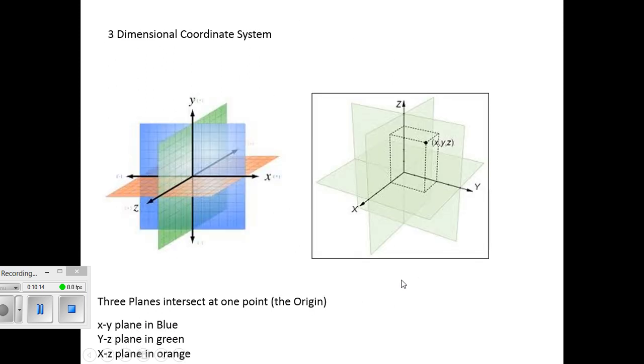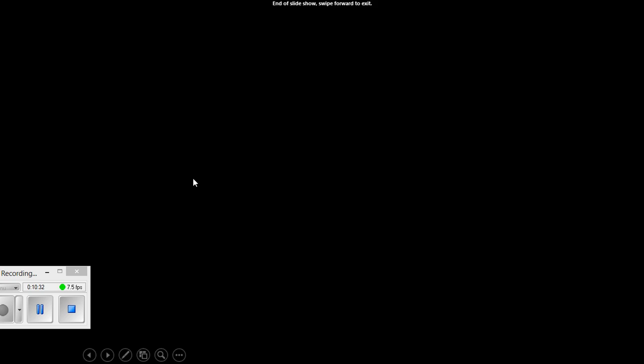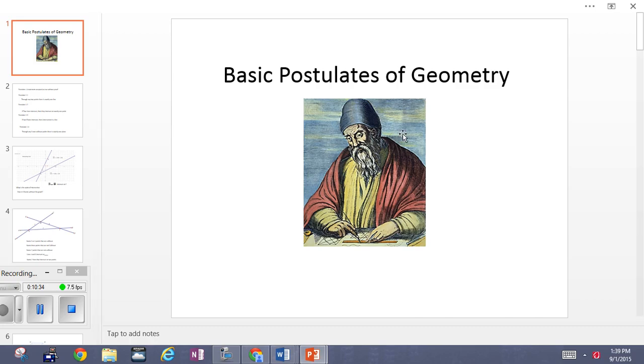Okay. Here we have intersection of three planes, which depicts what we call a three-dimensional coordinate system. Higher mathematics would make use of that. The three-dimensional coordinate system has three intersecting planes and a single point, which would be the origin. Okay, and I think that's about it for this show.